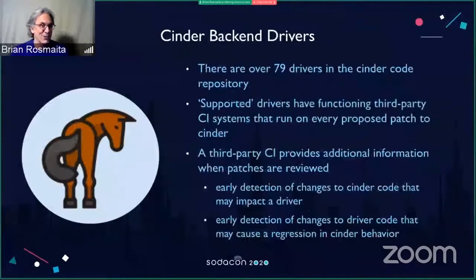There are over 79 drivers in the Cinder code repository. The supported drivers have functioning third-party CI systems that run on every proposed patch to Cinder. This provides additional information for people doing code reviews, because we know whether that patch has broken one of the vendors or one of their drivers. So it allows us to do early detection of changes to Cinder code that might impact a driver, and also early detection of changes to driver code that might cause a regression in Cinder behavior.